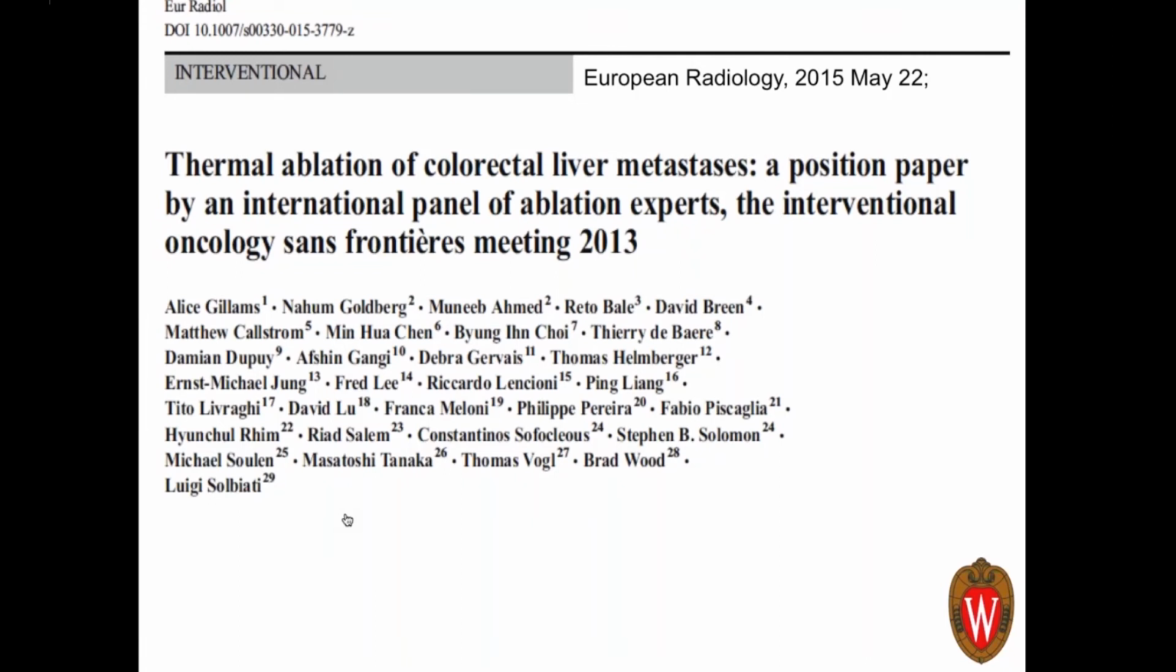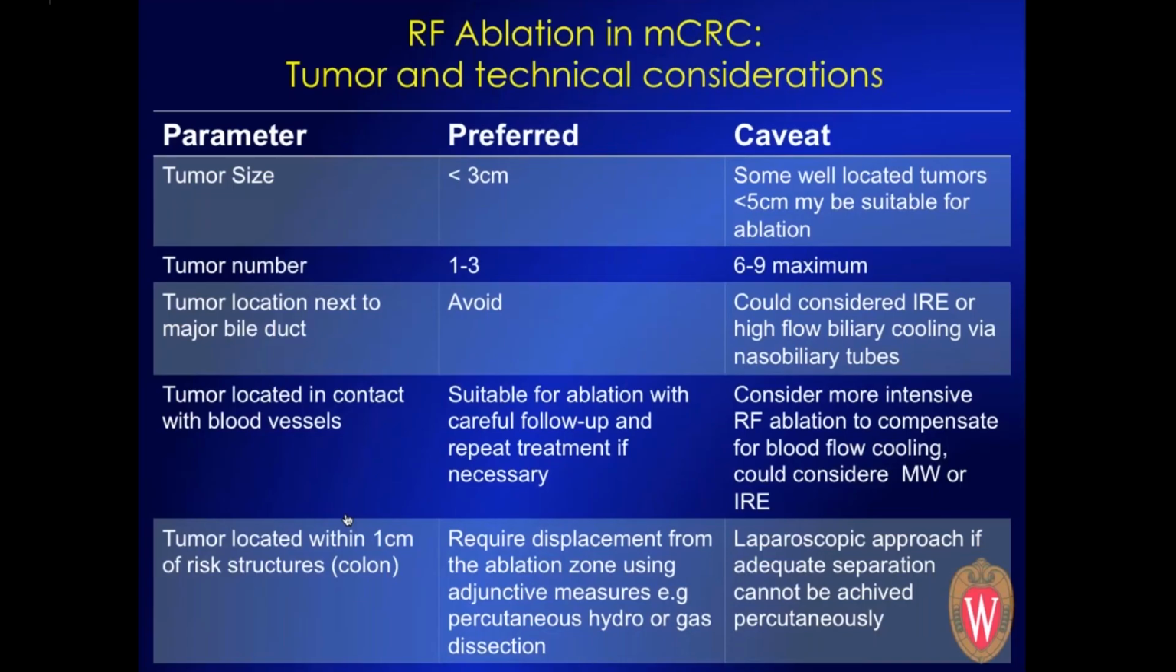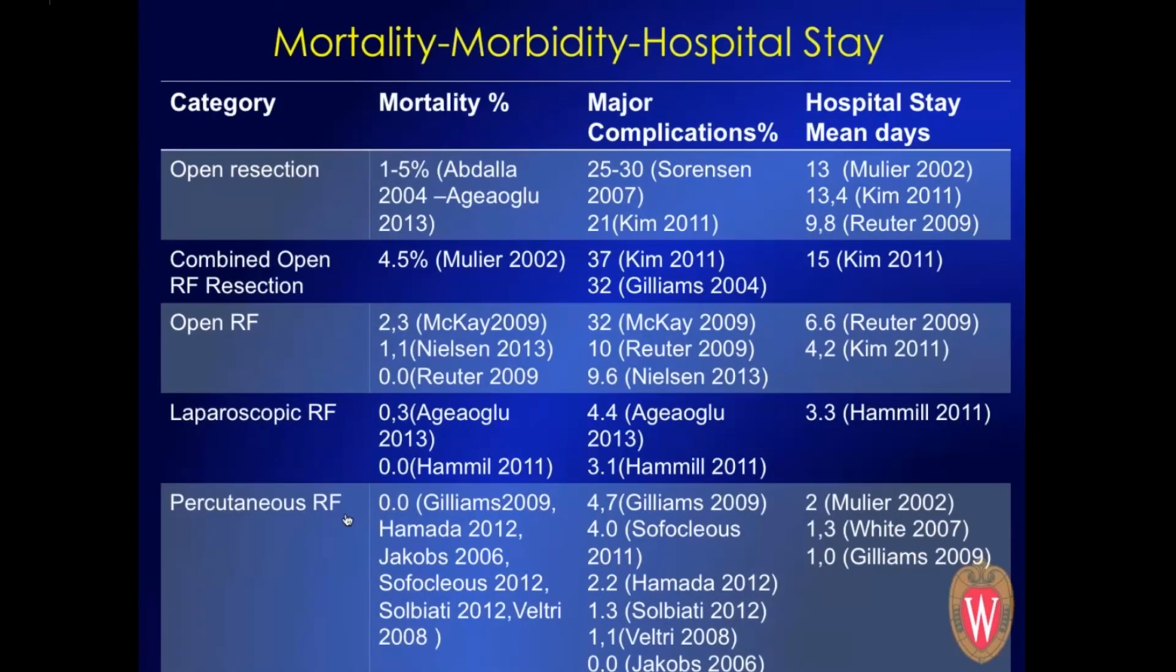In this position paper, which reported the results of thermal ablation of colorectal liver metastasis, the right parameters to obtain good results are underlined: tumor size less than 3 centimeters, tumor number less than 3, avoiding risk structures. And in terms of mortality, major complications, and hospital stay, percutaneous radiofrequency has a very low percentage.